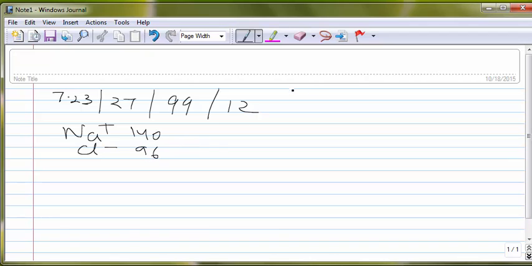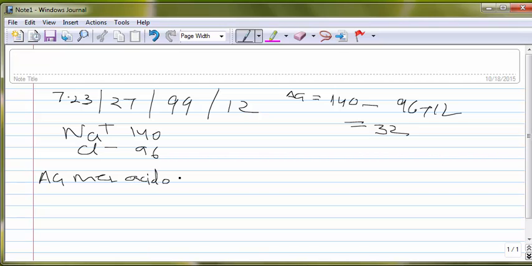Right, so the first thing to do is calculate the anion gap. Now anion gap would be 140 minus the sum of bicarb and chloride. So anion gap here is 140 minus 96 plus 12. So that's a huge anion gap of 32. Right. So there is an anion gap metabolic acidosis. This is the first diagnosis on ABG, anion gap metabolic acidosis. Okay. What is the delta gap?